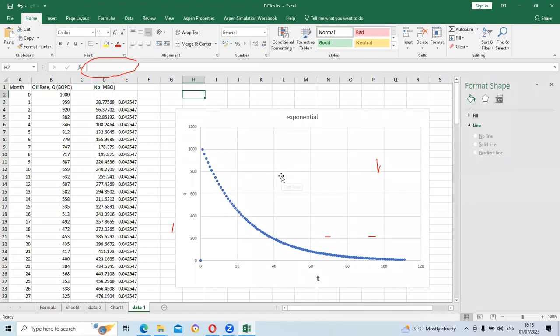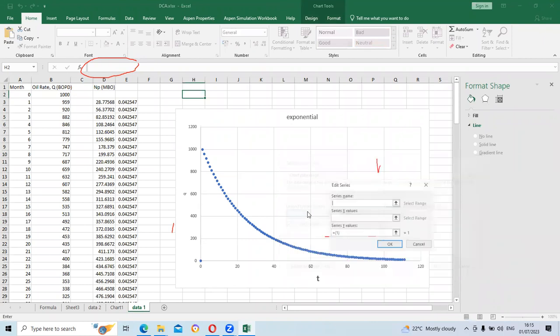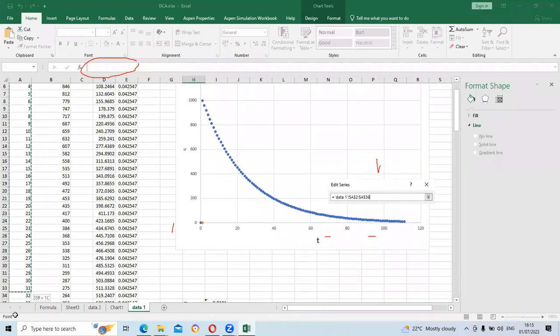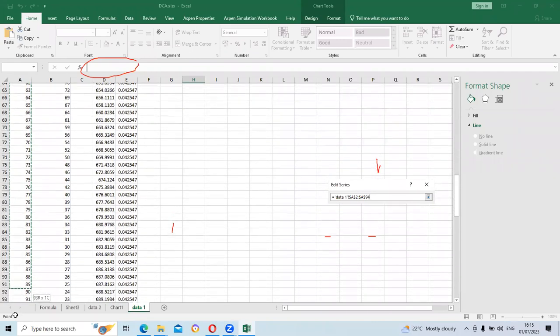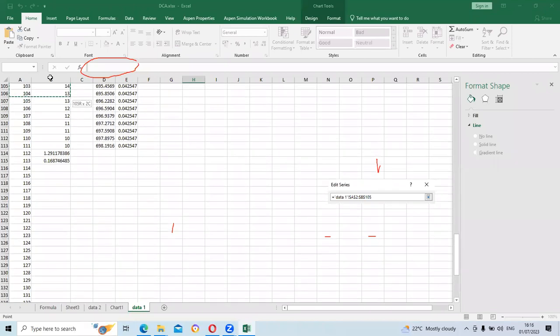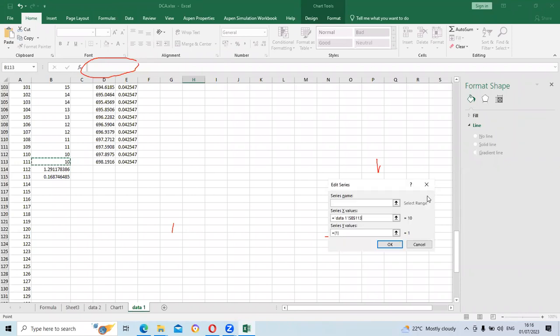Now we want to also add our cumulative production on this graph so that we can see how the cumulative production is going. Select data, we add data. On the x-axis, we are still okay with our time. So we are using our time for x-axis. Remember, you can easily highlight all by taking Shift Control and the arrow. So this one is okay.